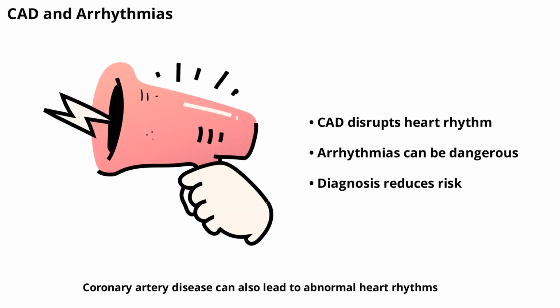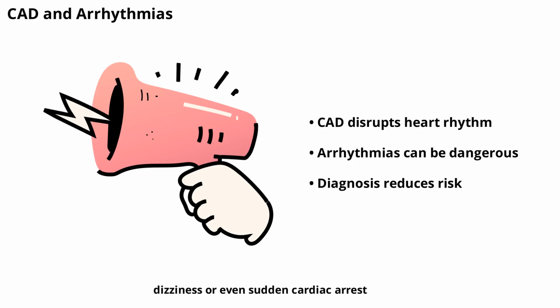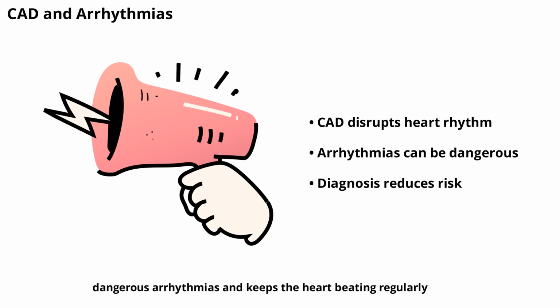Coronary artery disease can also lead to abnormal heart rhythms, known as arrhythmias. These occur when the heart's electrical system is disrupted, often due to poor blood supply. Arrhythmias can cause palpitations, dizziness, or even sudden cardiac arrest. Diagnosing and treating CAD reduces the risk of dangerous arrhythmias and keeps the heart beating regularly.